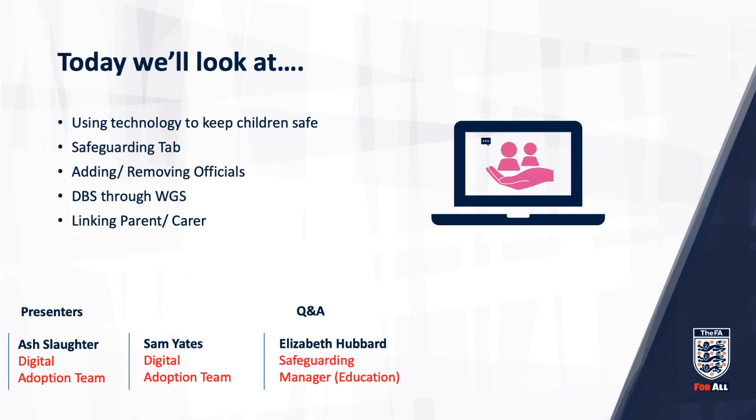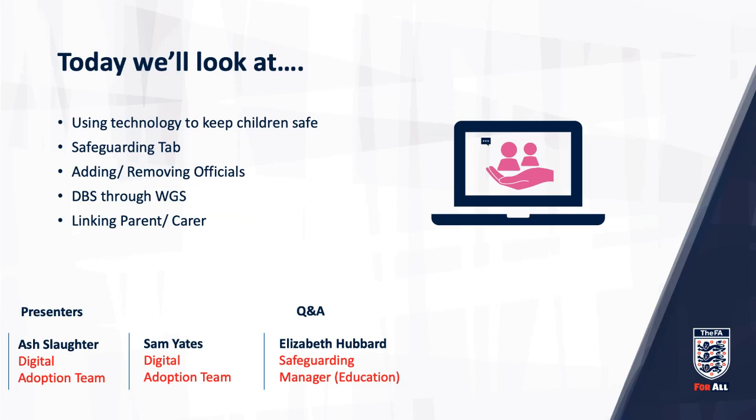So in terms of today, we're going to look at how we can use technology to help keep children safe in football, and how we're going to do that through the Whole Game System. We'll look at the safeguarding tab that you should have and all the functionality within it. We'll look at removing and adding club officials and team officials, so you can see how simple and easy it is to complete that task.